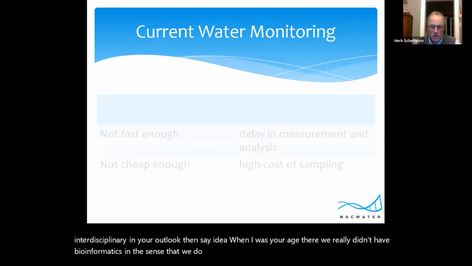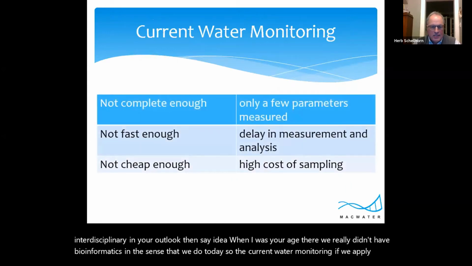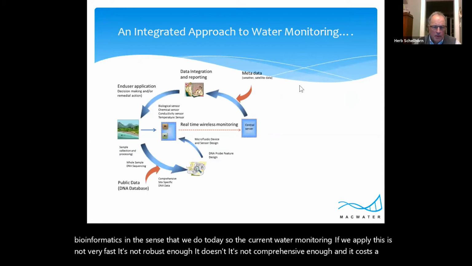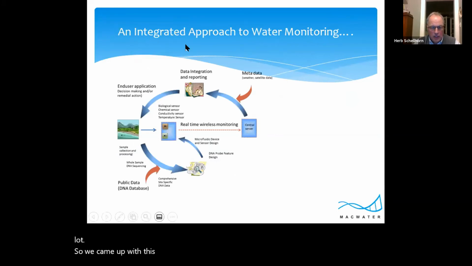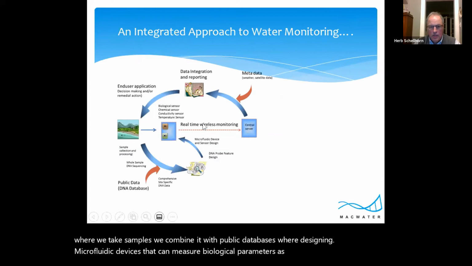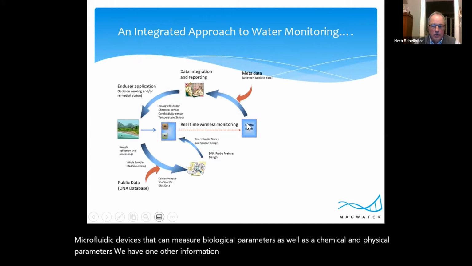The current water monitoring, if we apply this, is not very fast. It isn't robust enough, it's not comprehensive enough, and it costs a lot. So we came up with this scheme, which we call an integrated approach to water monitoring, where we take samples, combine them with public databases, and design microfluidic devices that can measure biological parameters as well as chemical and physical parameters. We have an information fusion expert who integrates this information, combines it with weather data, and it's returned to the end user.